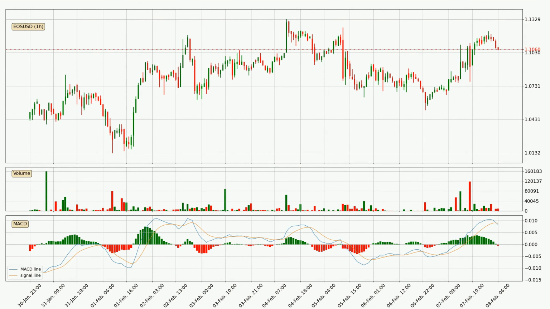Moving to the hourly MACD, the trend is currently going down because the MACD line is below the signal line. We can expect the price to continue going down or perhaps remain at least stable because the MACD histogram shows the momentum currently being strong.